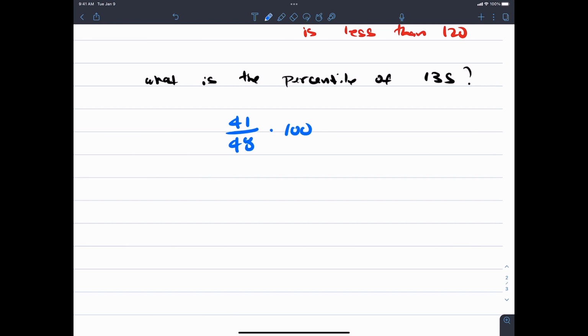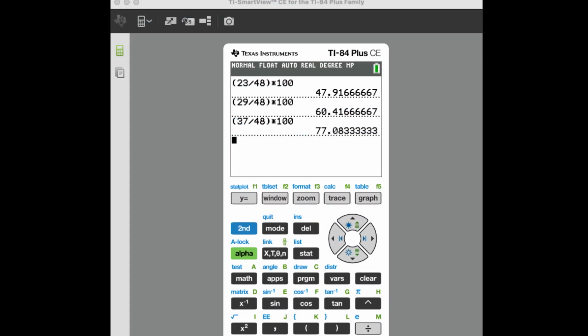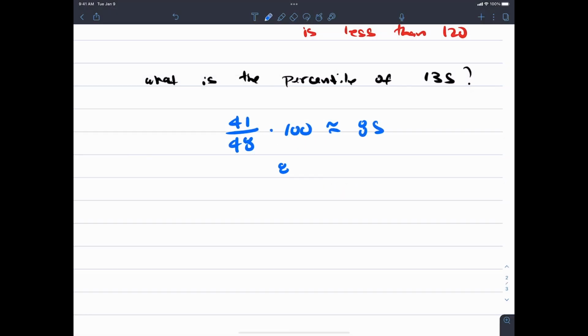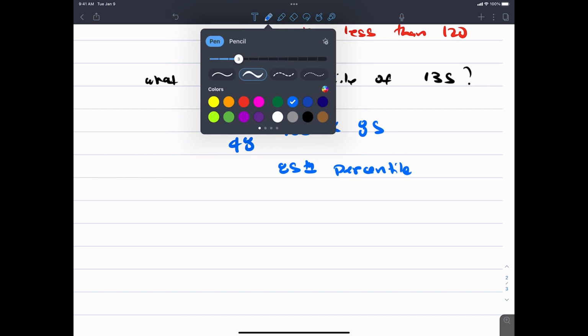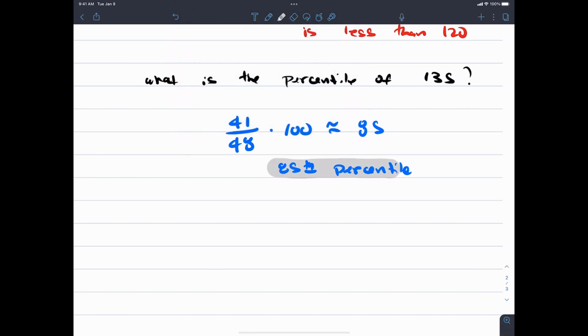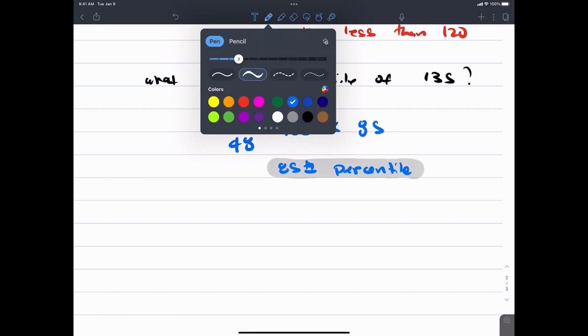Okay, so now let's put that in the TI. Parentheses 41 divided by what? 48 times 100. And so what would you guys say? Is that 85? Okay, what does that mean? Yeah, this is the 85th percentile, which means 85% of the scores are behind that 135.